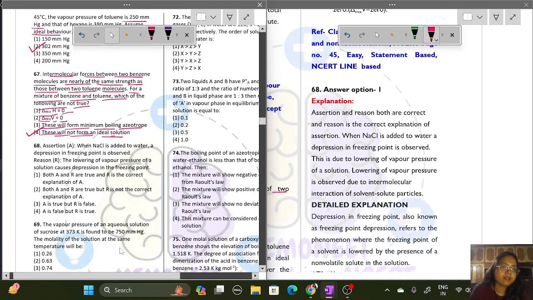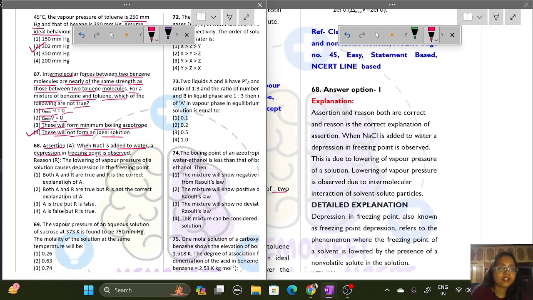Now, question number 68. For question number 68, the assertion says that when NaCl is added to water, a depression in freezing point is observed, and the reason is given as the lowering of vapor pressure of a solution causes depression in the freezing point. Okay, so let us see on assertion and reason which is correct and which is incorrect. Assertion and reason both are correct, and the reason is the correct explanation of assertion. Option number 1 will be the correct option.